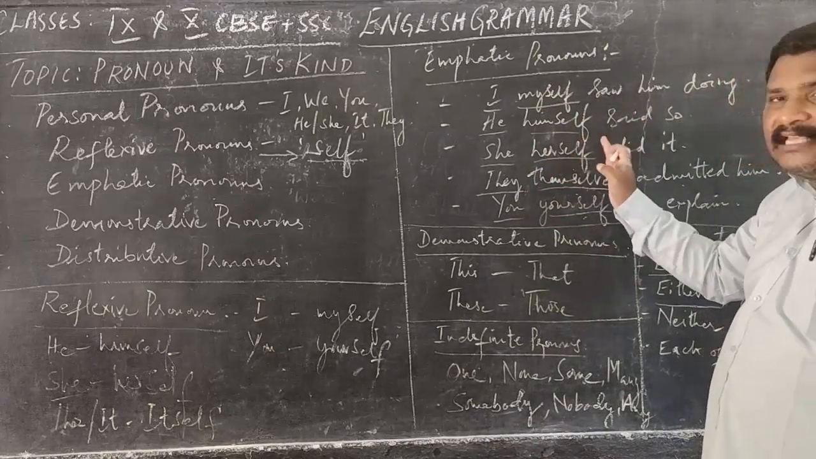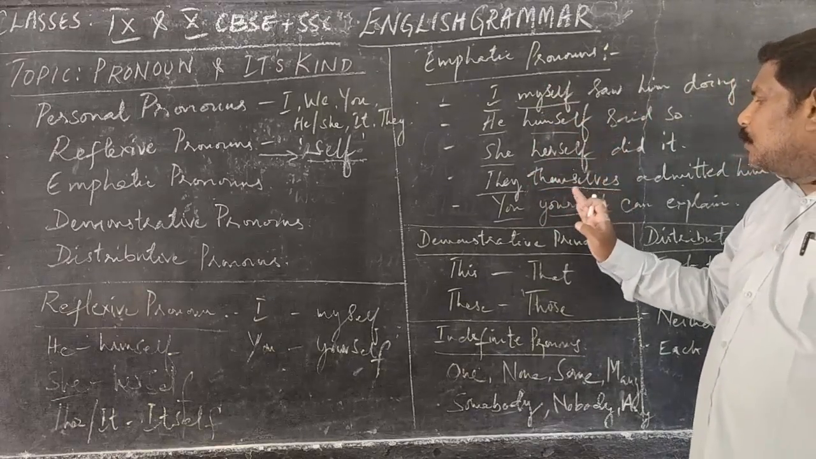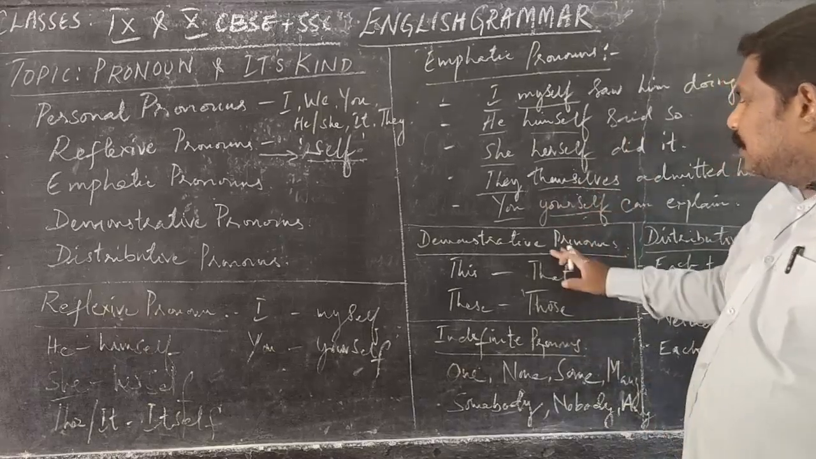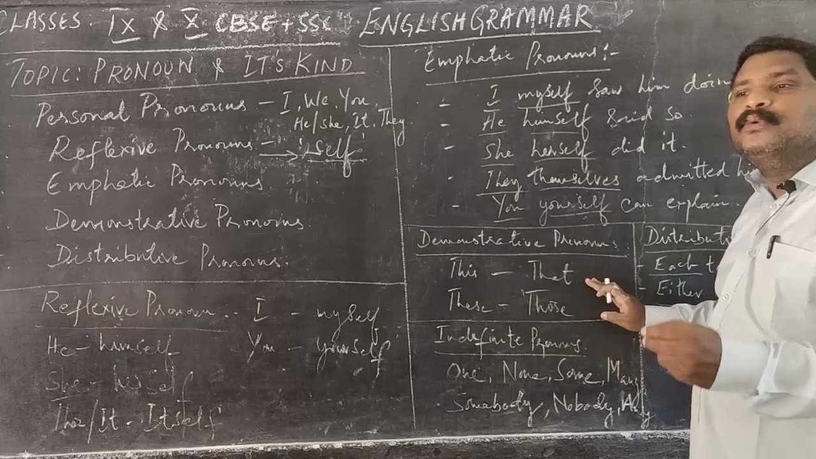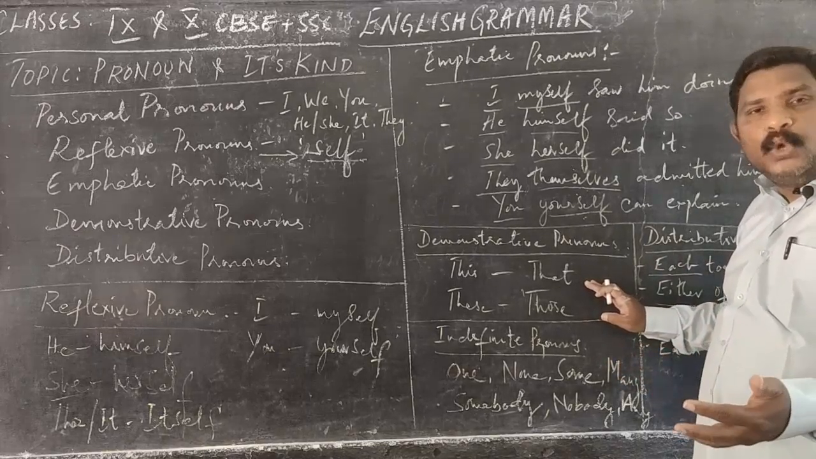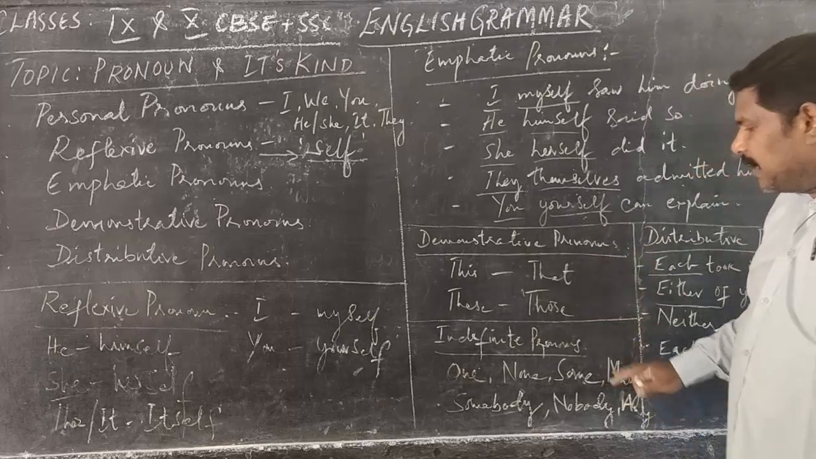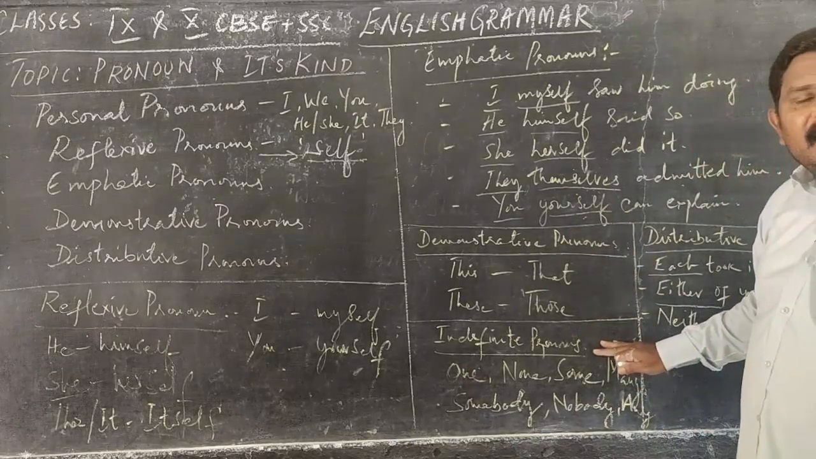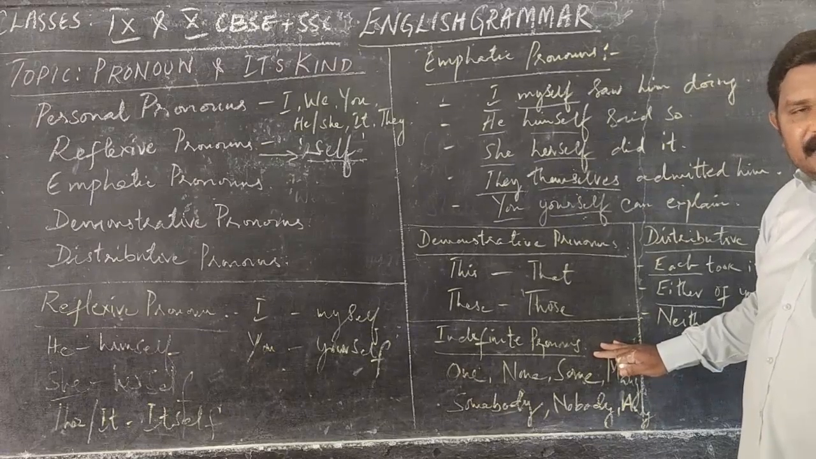I myself, he himself, she herself, they themselves, and you yourself. These are emphatic pronouns. Demonstrative pronouns are normally used to signify objects: this and that, these and those. Now next are indefinite pronouns, where we are not identifying. It could be anything, indefinite.